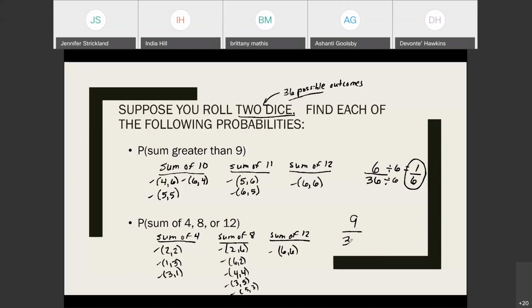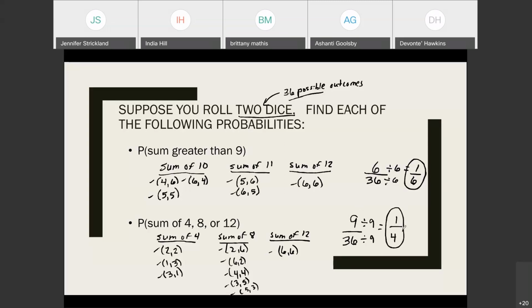Remember, with the 2 dice, you're out of 36. All right, so I can either reduce on my calculator or I can divide top and bottom by 9. So 9 divided by 9 is 1. 36 divided by 9 is 4.